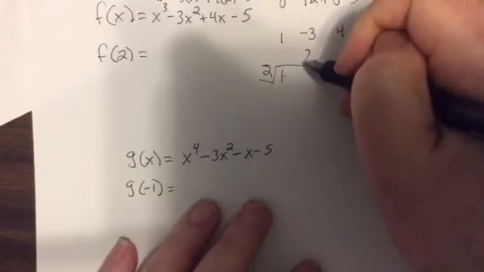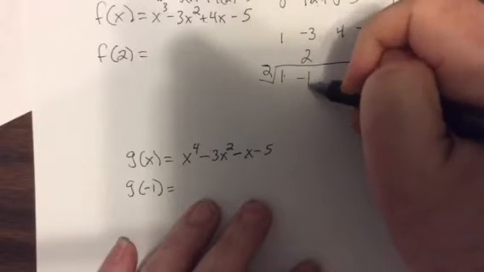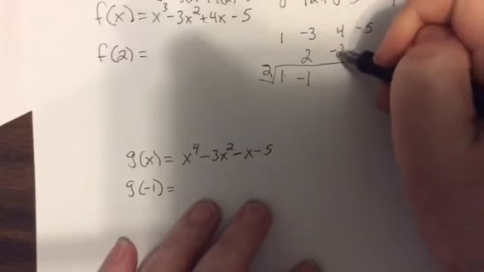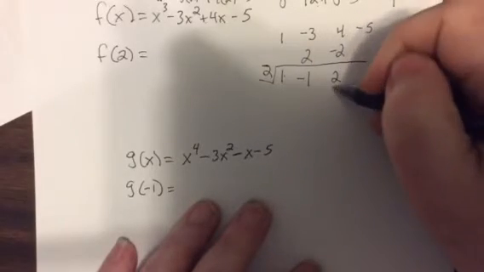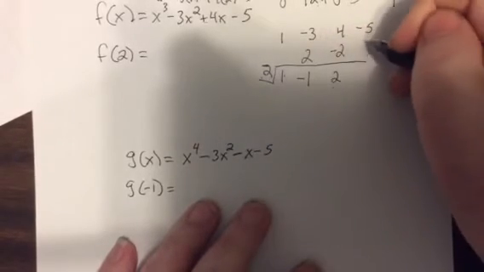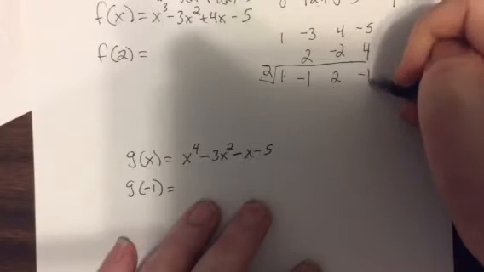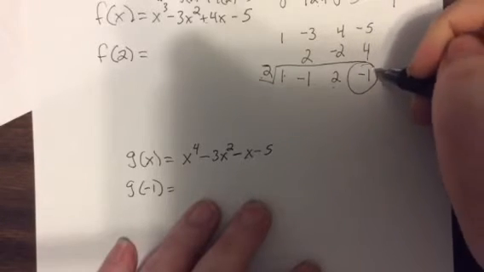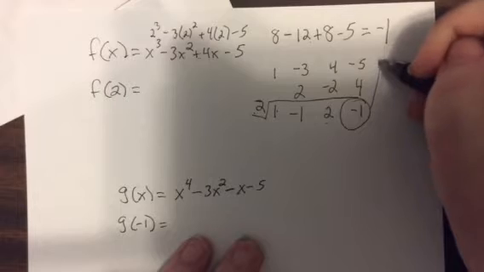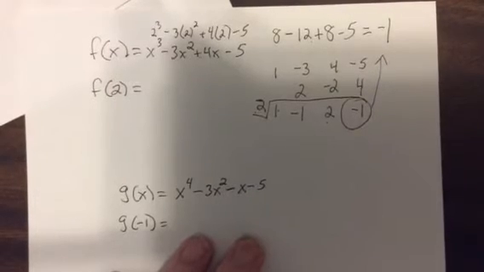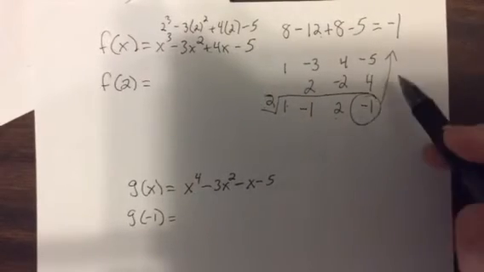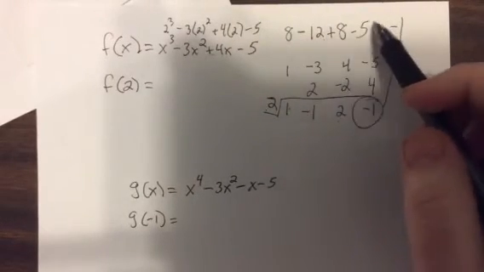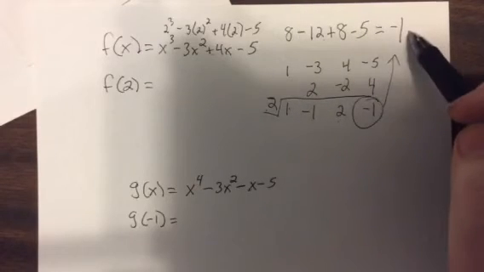2 times 1 is 2. That's negative 1. That's negative 2. That's 2. That's 4. 2 times 2 is 4. Add that. And notice what happens. The remainder is always what you get when you put that number into the function. So you could do synthetic substitution and the remainder is your answer. Put it in the function, you get negative 1.